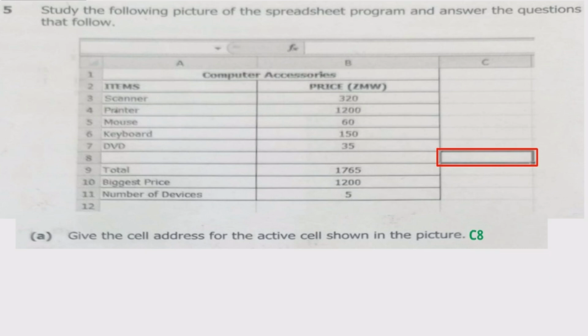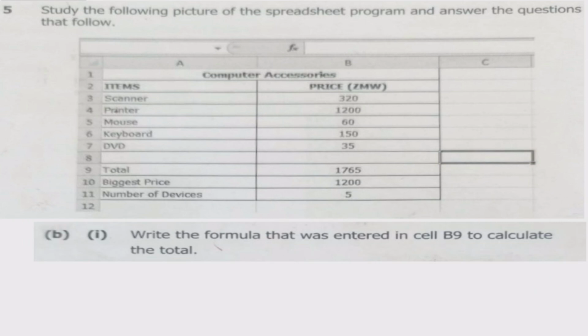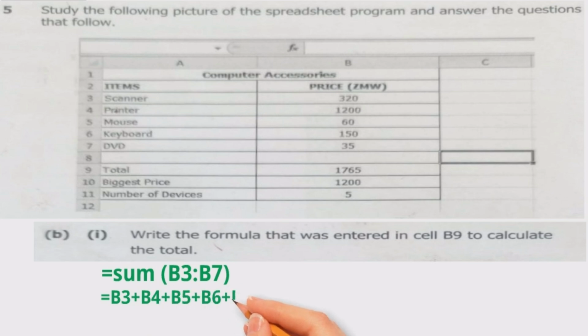Then we come to question 5B. Write the formula that was entered in cell B9 to calculate the total. The formula that was entered is equal sum open bracket B3 colon B7 close bracket, which is equal to B3 plus B4 plus B5 plus B6 plus B7. That is the formula that was entered.